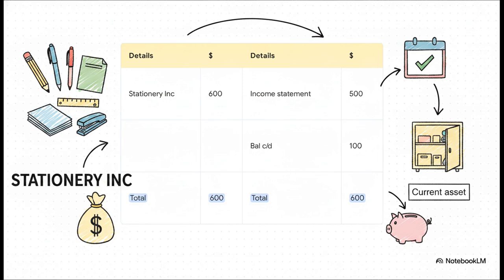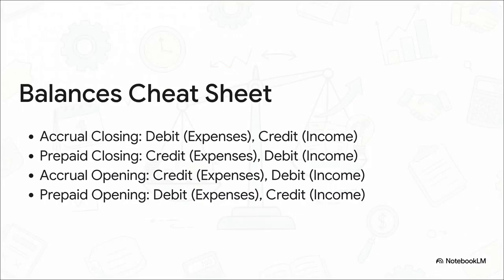Take Eureka Motors. They bought $600 of stationery, but at year-end, they had $100 of it just sitting unused in a supply closet. We don't just call the whole $600 an expense. The true expense for the year is only $500. That unused $100 of pens and paper is carried down as a current asset because its benefit is going to be received next year.